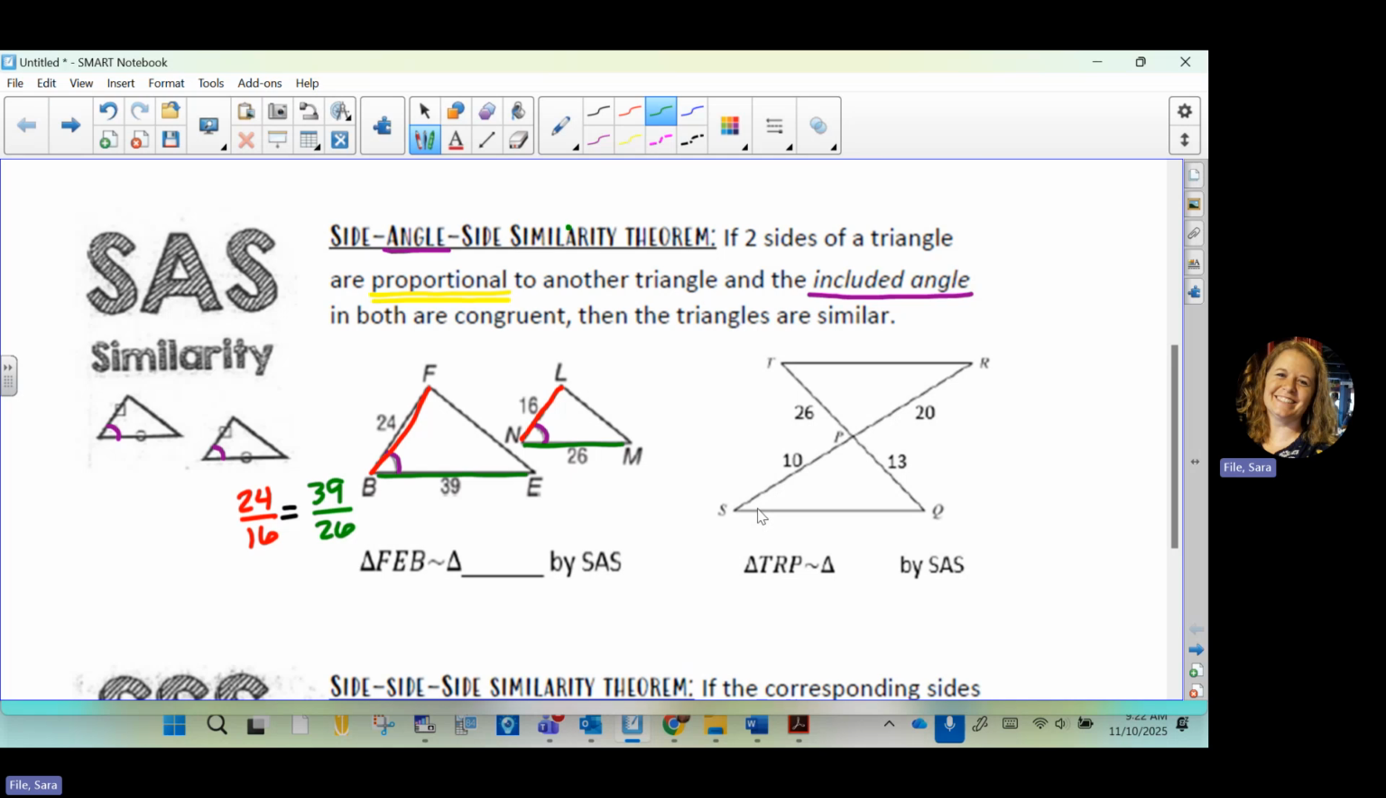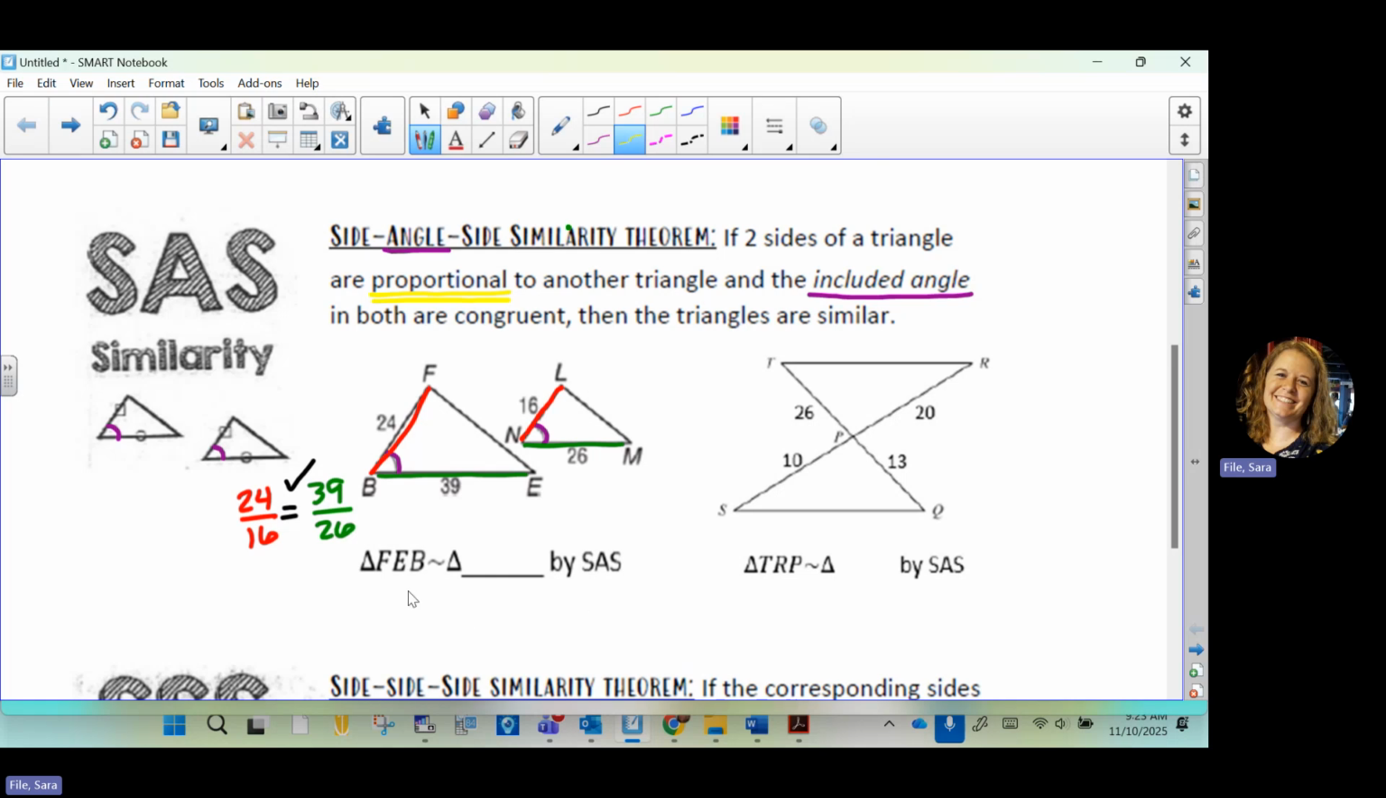You're just confirming that it's true. So you can do 24 divided by 16, that's 1.5, and 39 divided by 26, that's 1.5. They are equal. They reduce to the same ratio. So I'm going to put a check on the equal. They are equal, which means they are proportional. So we know that the two sets of sides are proportional and the included angle is congruent. So I can say that these are similar triangles by SAS.